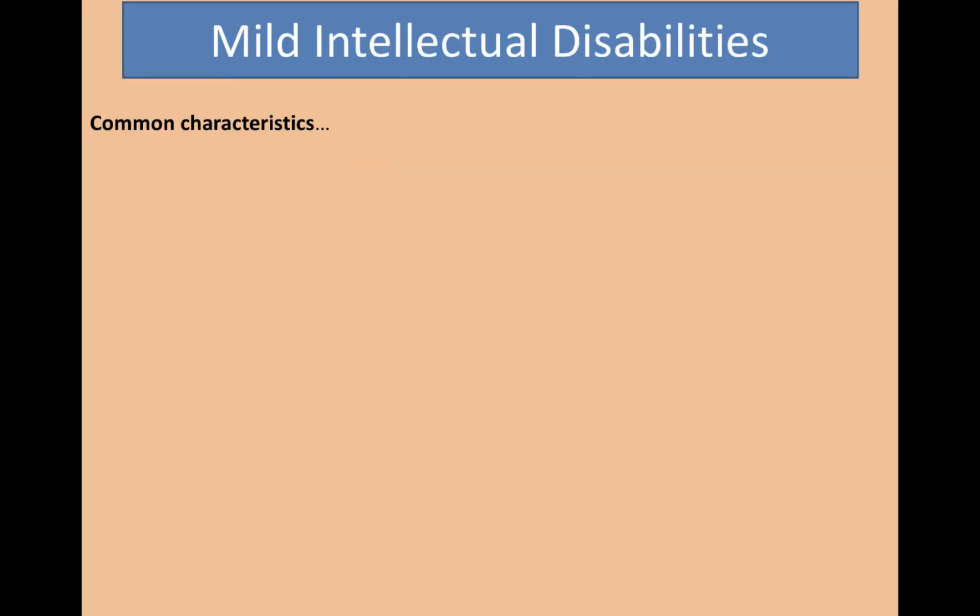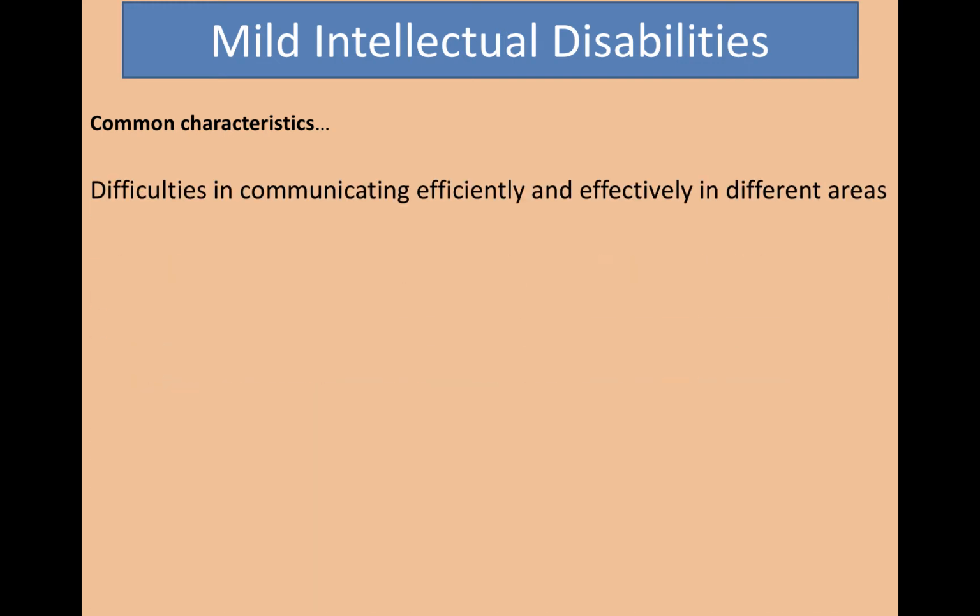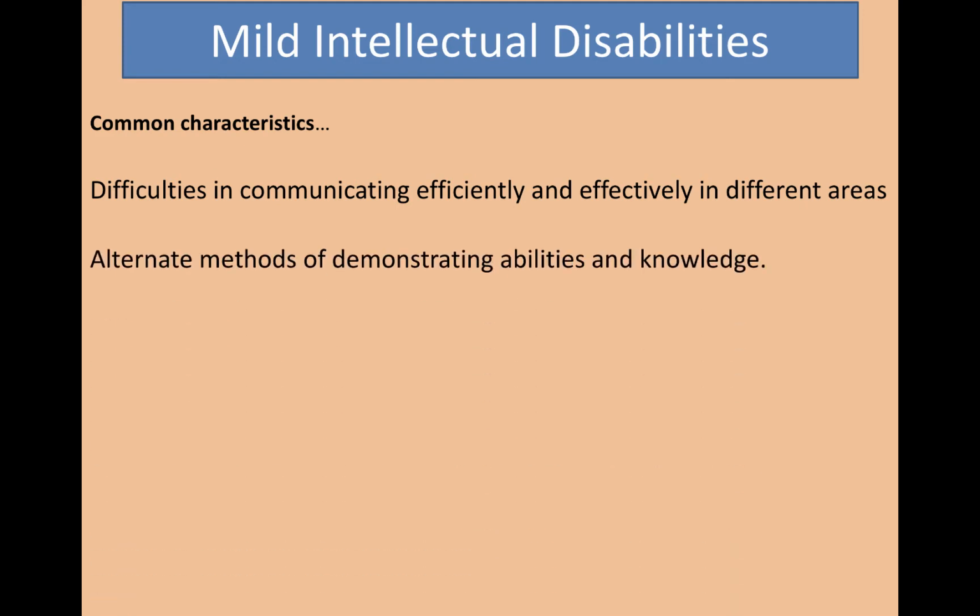Now, every student with an intellectual disability is different, just like us. We all have very unique learning profiles. However, there are some common characteristics that have been found in people with intellectual disabilities. Some of those are difficulty in communicating efficiently and effectively. Alternate methods of demonstrating abilities and knowledge are needed for these students because they're sometimes not able to demonstrate through traditional, quote unquote, traditional means.